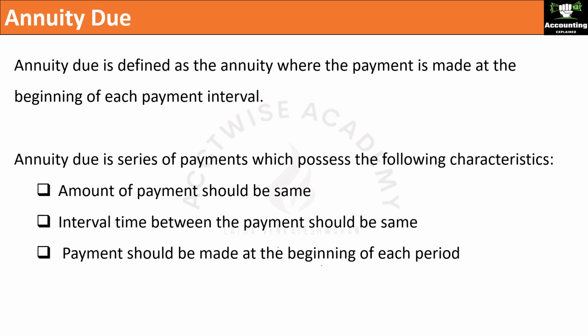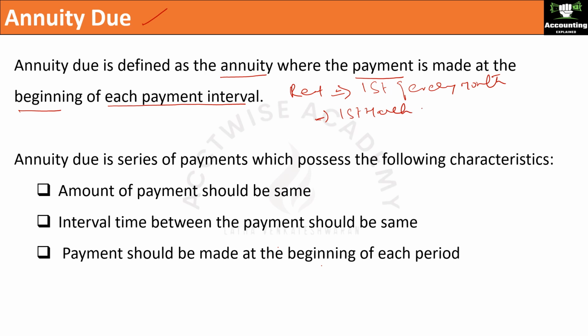Annuity due. Annuity due is defined as the annuity where the payment is made at the beginning of each payment interval. Suppose you are going to pay rent, and it falls due on the first of every month. You have occupied the house on 1st of March and if you are going to pay rent on the same day, on the beginning of the month, then this is called annuity due.